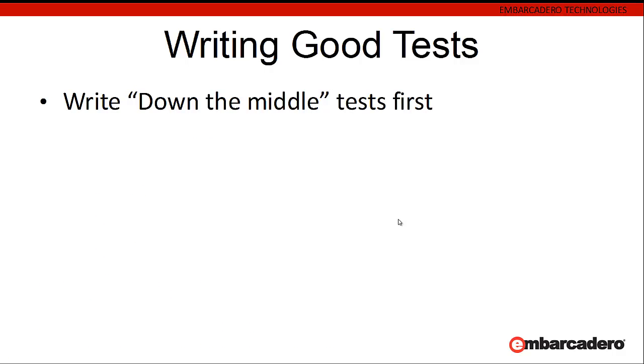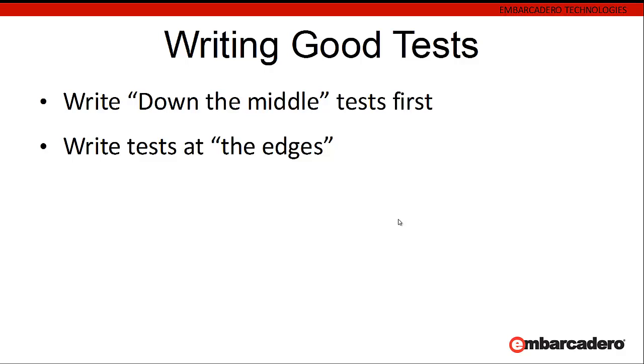Write the down the middle tests first. That is, write the tests that are sort of the sweet spot in your tests. If you're doing addition and subtraction in a math unit or something, you might want to make sure that 2 plus 2 equals 4. That's sort of a down the middle of the plate test. Do those first, and then follow those up with tests at the edges, as we discussed before.